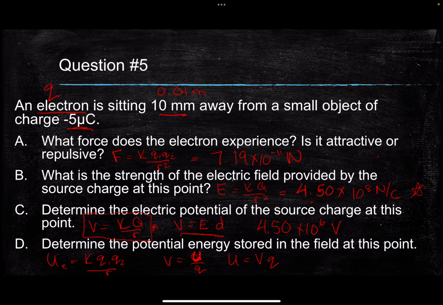So once again, you have a choice. You could do the easier one, assuming that your answer here was correct, or you can use the original values from the question and just recalculate. Once again, either way, you should end up with 7.20 times 10 to the negative 13. And in this case, it is energy, and energy is measured in joules.